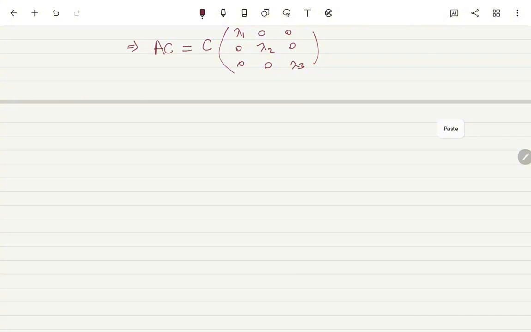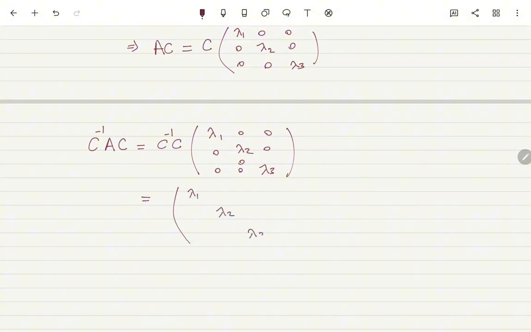If we multiply both sides from the left by the inverse of the matrix C, we will get C inverse AC equal to C inverse C times the diagonal matrix of lambda 1, lambda 2, lambda 3, and the rest are zeros. The answer will be just the diagonal matrix lambda 1, lambda 2, lambda 3, with zeros elsewhere. And that's it.